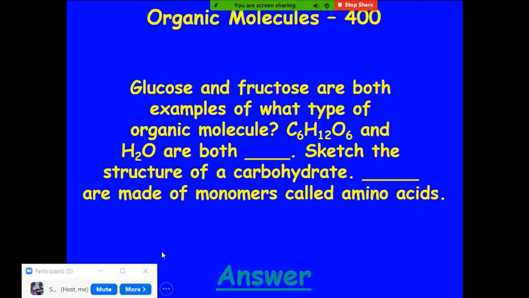Glucose and fructose are both examples of what type of organic molecule? C6H12O6 and H2O are both blanks. Sketch the structure of a carbohydrate. You probably won't have an opportunity to do that, but locate it on your study guide, hopefully. And blanks are made of monomers called amino acids. Are you kidding me? We just talked about that. Give you guys a couple minutes to think about that.